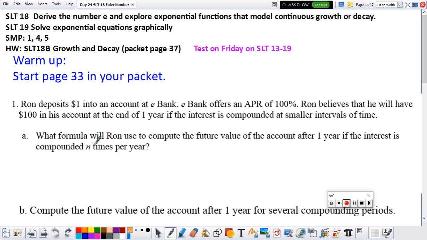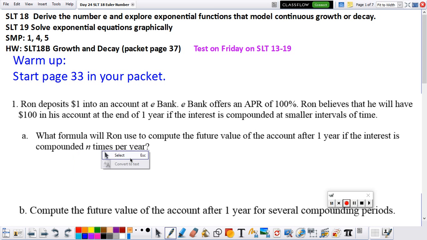Okay, so Ron is going to deposit $1 into an account at eBank. eBank offers an APR of 100%. That's amazing. Ron believes that he will have $100 in his account at the end of 1 year if interest is compounded at smaller intervals of time. And we are supposed to write a formula that Ron can use to compute the future value of the account after 1 year if the interest is compounded n times per year.